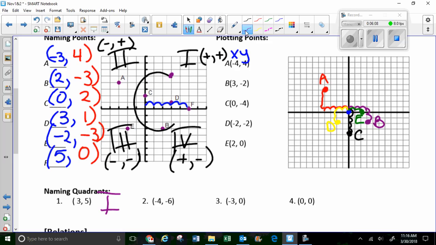For number 2, I'm going to go to (-4, -6), which is somewhere in the third quadrant. I know that because it's a negative, negative. You can also plot the point and see where it ends up. So that's going to be in quadrant 3.